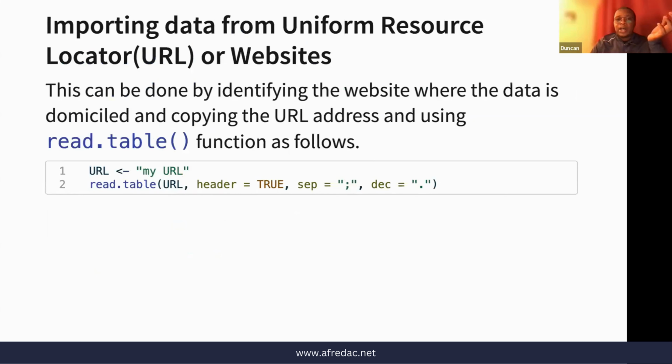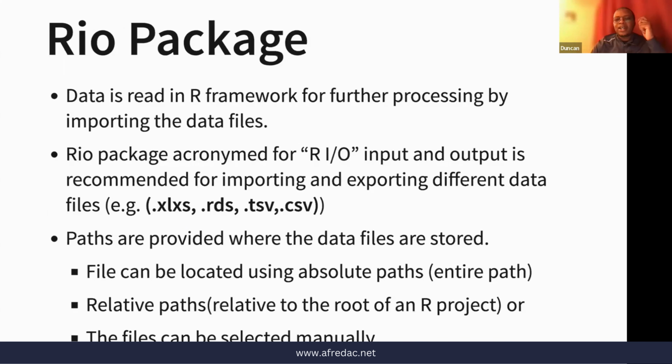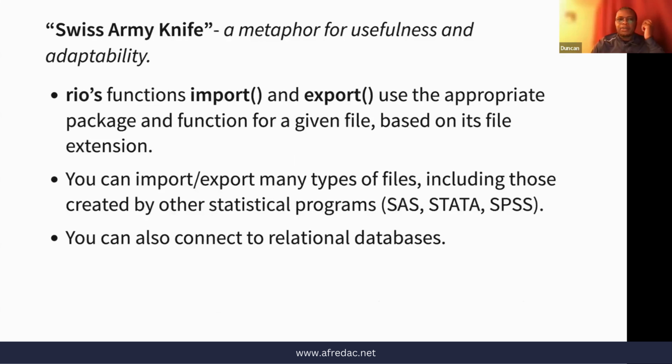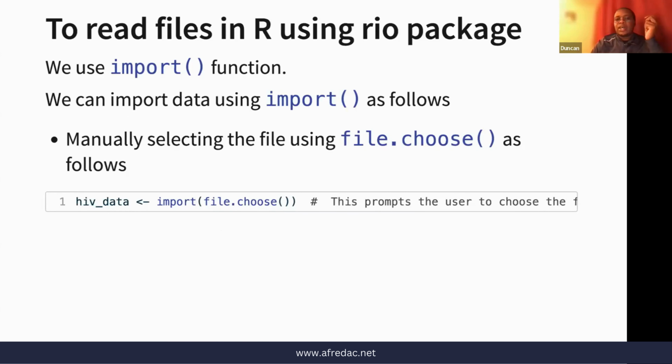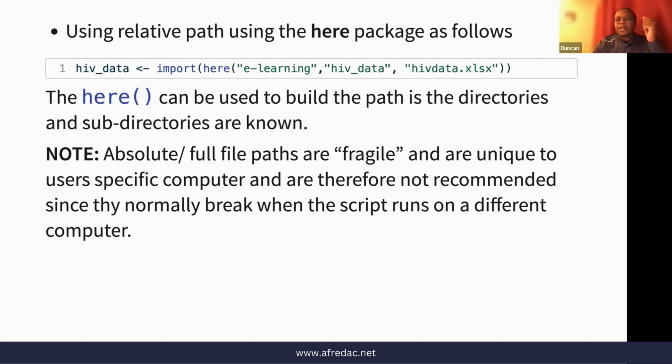Then you can also read data from websites. This importation from URL or websites you can link with what we just saw a few moments ago, on the reading of Google Sheets into R. We also looked at RDS, and the beauty of using the Rio package, as well as read RDS. For paths, we have looked at file.choose inside the import. We've also looked at giving the absolute paths to the location of that file. Then we also looked at using the here package and the here function as an argument in the import function.